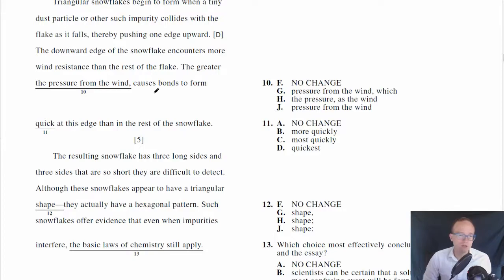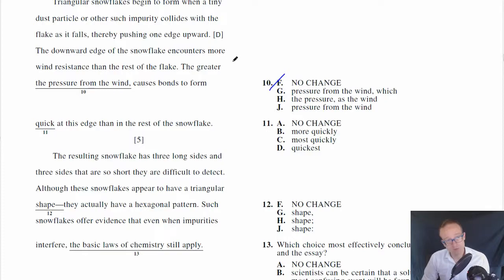So here, "the greater the pressure from the wind," this formulation demands parallelism, right? So we should see something like, the greater the pressure from the wind, the larger the freezing or something, the quicker the freezing. That's not what we have here. So the rest of the sentence constrains this to be false, right? "The greater pressure from the wind, which causes bonds to form quicker at this edge than the rest of the snowflake," also can't work, right? We need at least one independent piece of a sentence in order to make this work.